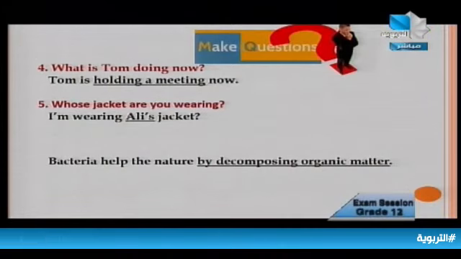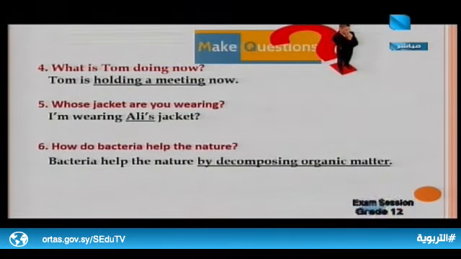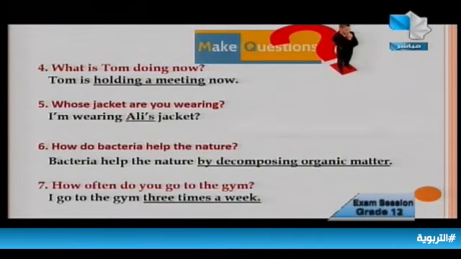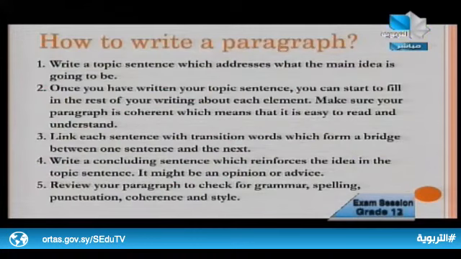Bacteria help the nature by decomposing organic matter. So we are asking about the manner, the process. How do bacteria help the nature? Good. And the last one, I go to the gym 3 times a week. Here we're asking about how many times, or how often. How often do you go to the gym?